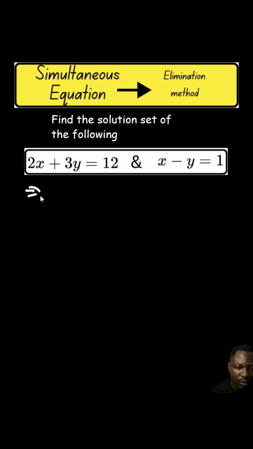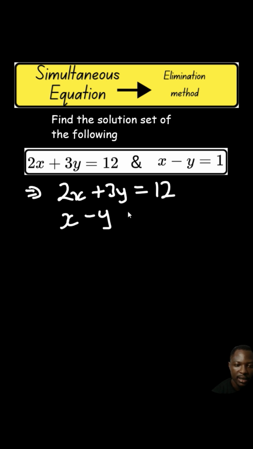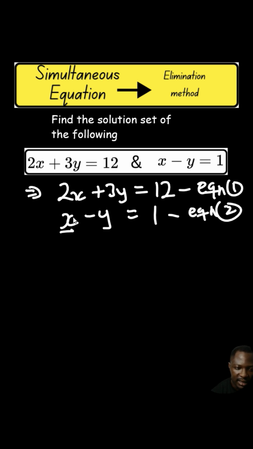Before we start, first of all, let's write the equations. We have 2x plus 3y equal to 12 and then x minus y equal to 1. Now let's compare the coefficients. Let me call this equation 1 and the second equation, equation 2. Let's check the x here and the x here. The coefficient of x in equation 1 is 2 and the coefficient of x in equation 2 is 1, which means they are not the same.